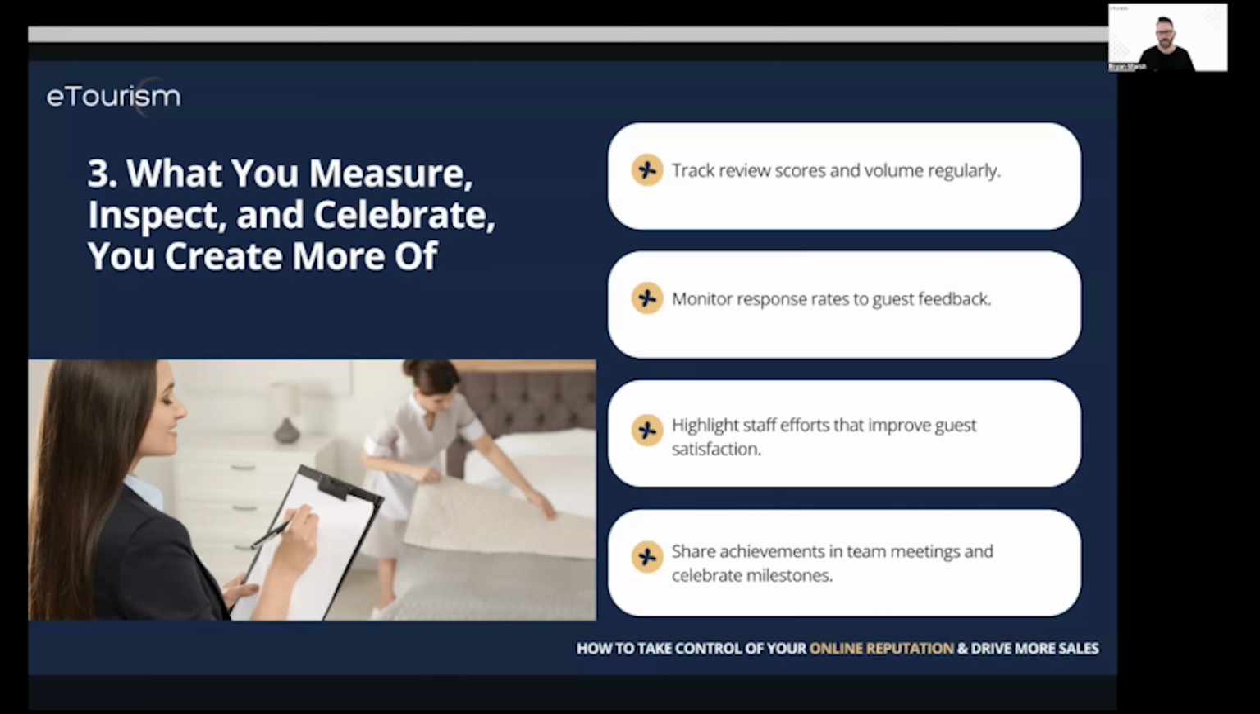Monitor response rates to guests' feedback. Highlight staff efforts that improve guest satisfaction. Share achievements in team meetings and celebrate milestones. Drop a 1 in the chat if you can see the importance of focusing on this and seeing the impact it could flow onto in your business. I'm seeing the ones come in.